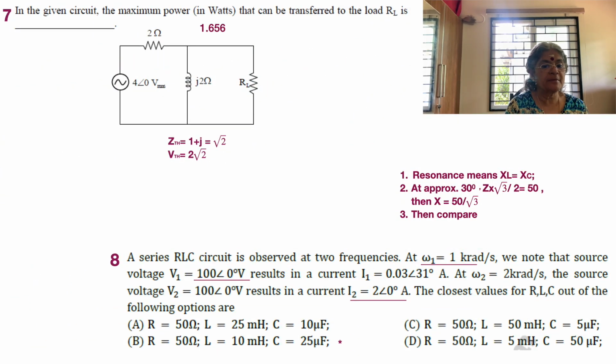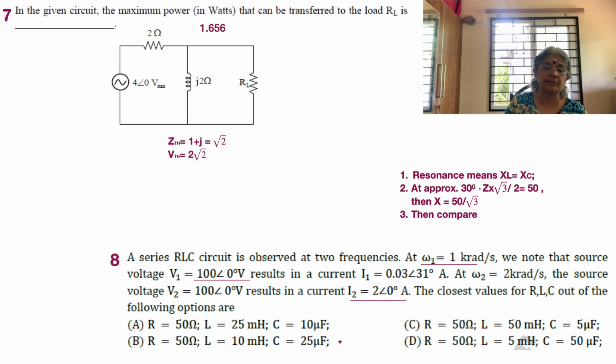Okay. So now moving to problem number 7, we realize that the circuit has a 4 angle 0 voltage, that is an RMS value, with no angle of lead or lag, feeding two impedances directly and the load RL. Across RL there is a j2 ohm reactance, and there's a 2 ohm resistor as well. So it's a potential divider there as far as we can see. And let's see what the problem is. In the circuit, find the maximum power in watts.